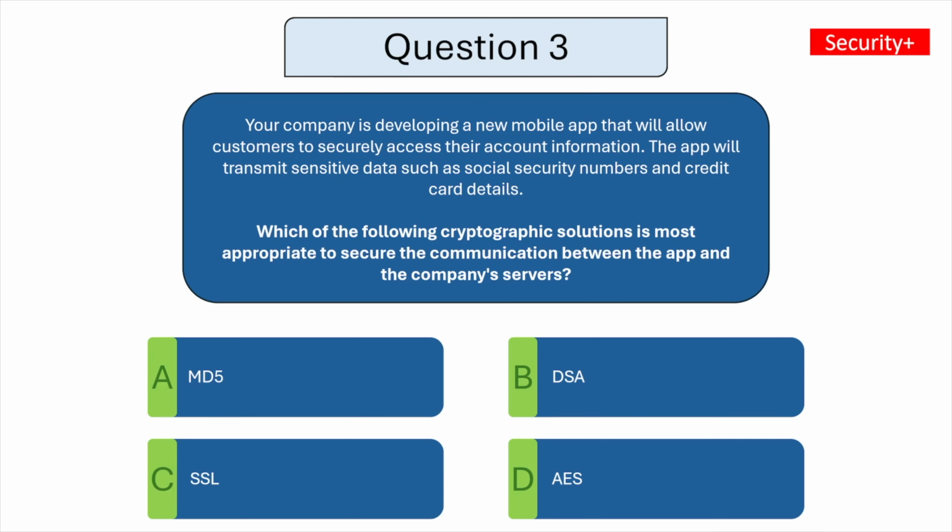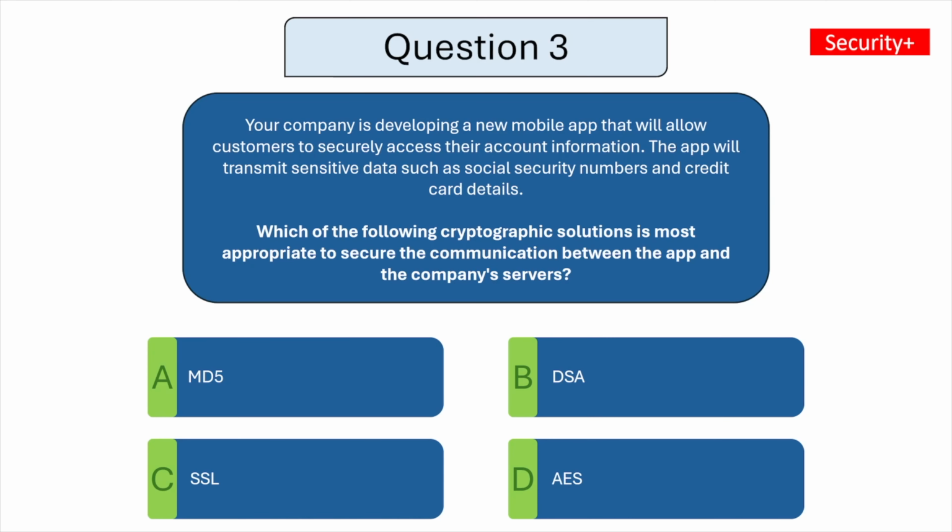Question 3. Your company is developing a new mobile app that will allow customers to securely access their account information. The app will transmit sensitive data such as social security numbers and credit card details. Which of the following cryptographic solutions is most appropriate to secure the communication between the app and the company's servers? A. MD5, B. DSA, C.